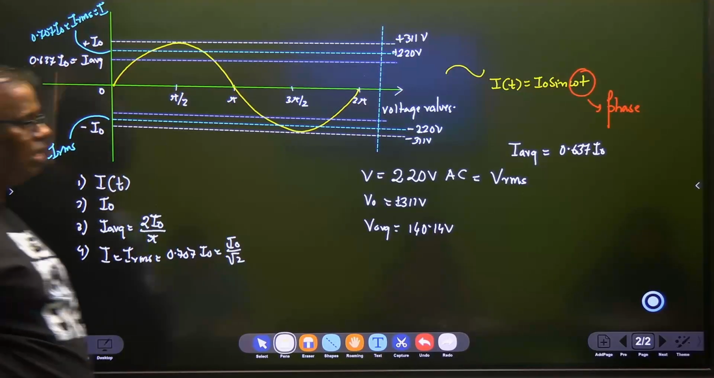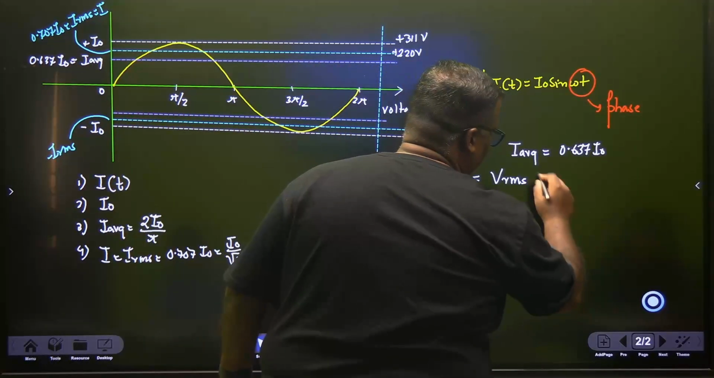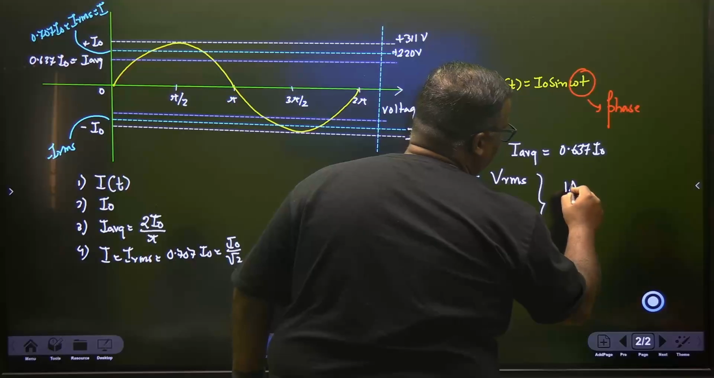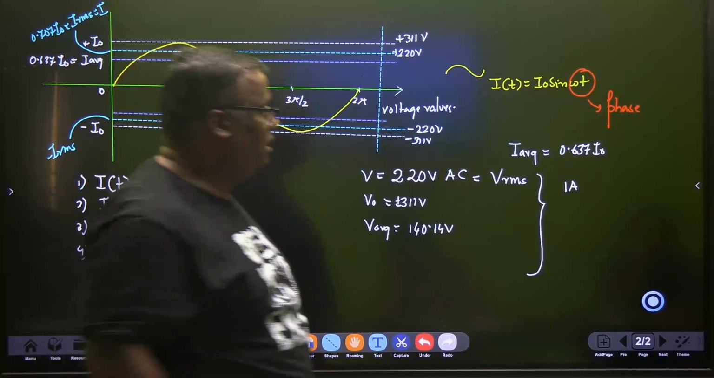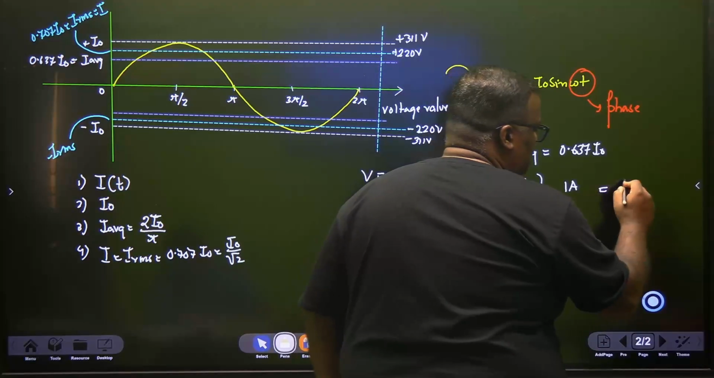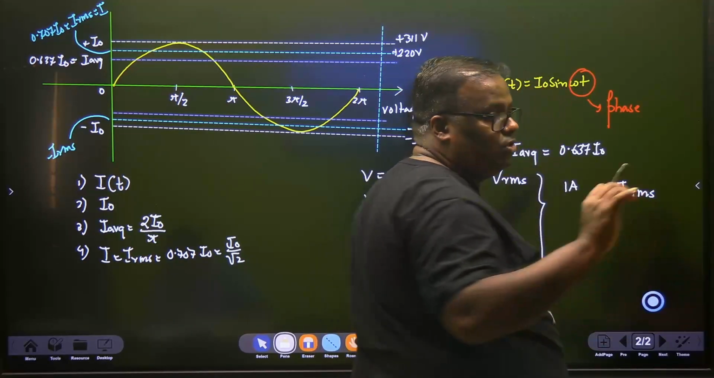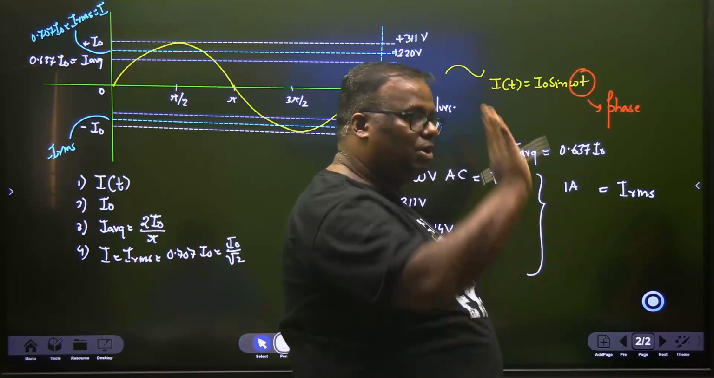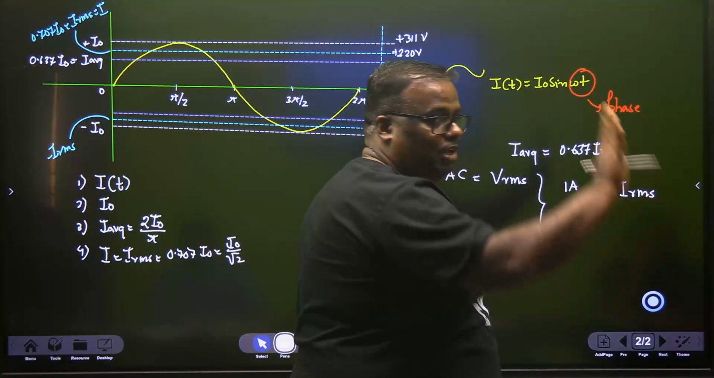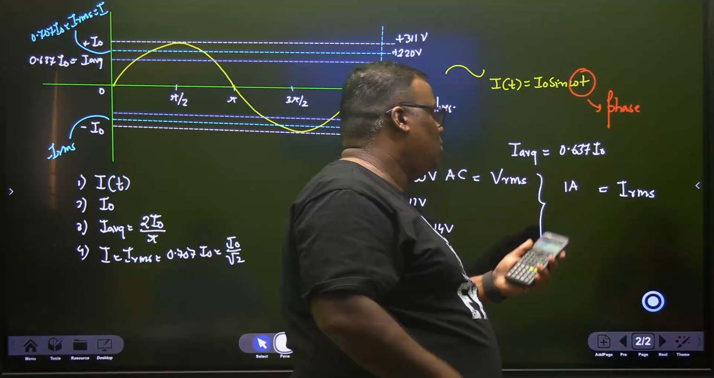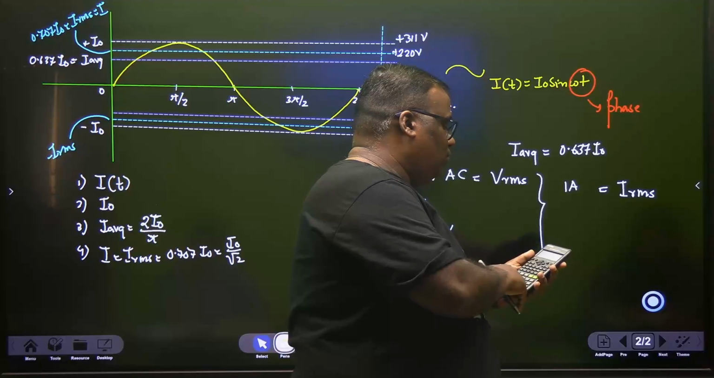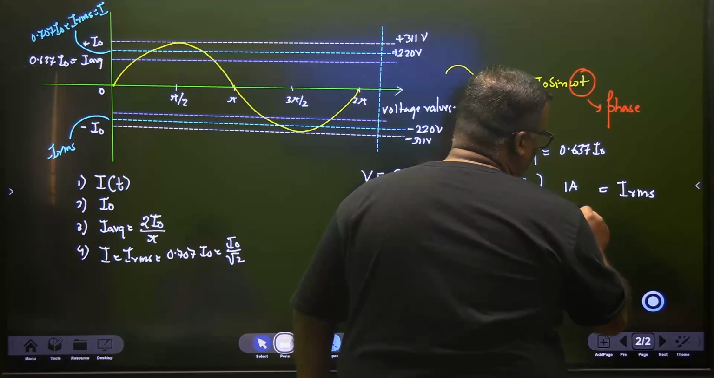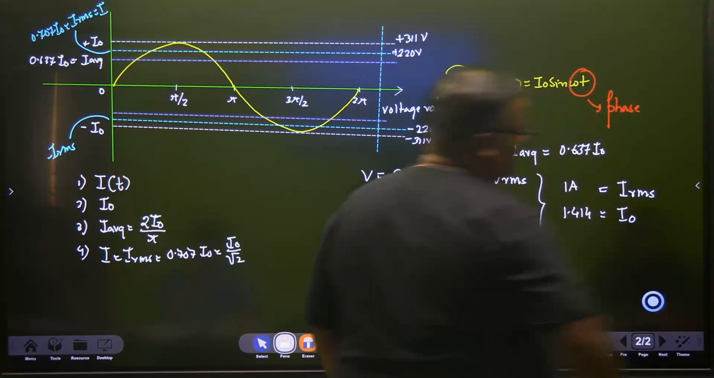From the current perspective, let's say my iron is pulling 1 ampere AC. Then what is this 1 ampere? This 1 ampere is IRMS. Any measuring device always measures the RMS value. The current is also consumed by your iron in this manner, it's not a steady current. So they will ask you, what is the peak value? You will say 1.414 multiplied by 1 ampere, so 1.414 ampere is your peak value of the current.